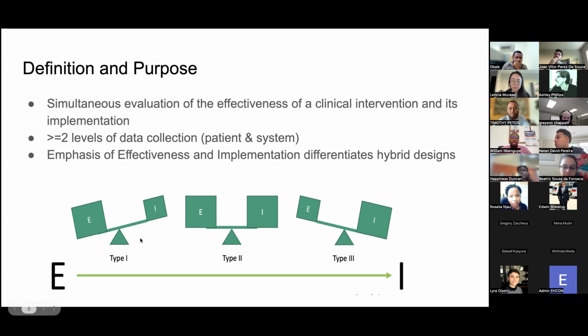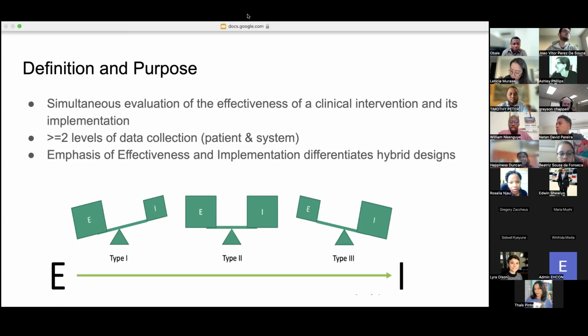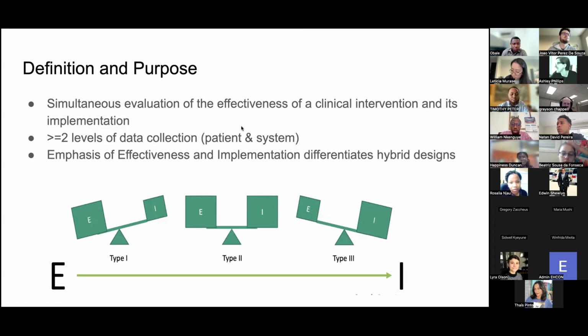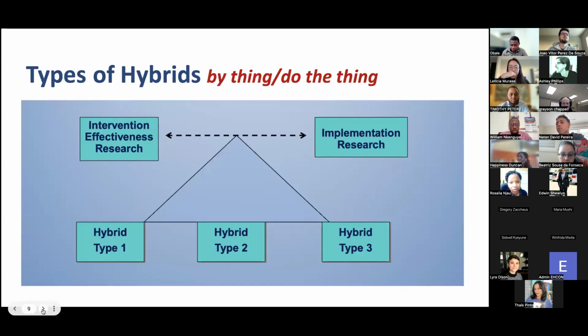And in type 2 hybrid effectiveness-implementation designs, we'll see that we are doing more of both. There's a balance, it's 50-50. We are trying to look at if the intervention works in a real-world setting, and we're trying to balance. So depending on what you're really doing, that is going to guide you to see what type of hybrid design you're talking about. And this is a very helpful study that can remind you of that.